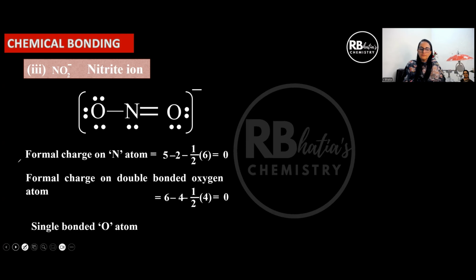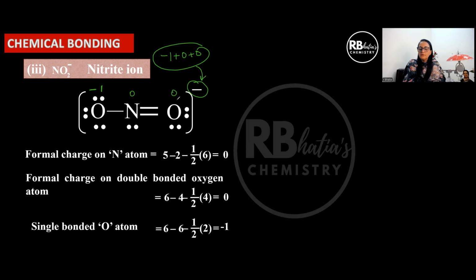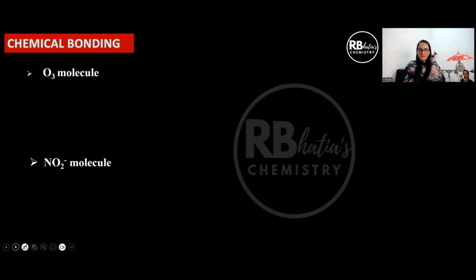No charge on this. Single bonded oxygen atom, 6 minus half of 2. It is minus 1. So what are the formal charges? The formal charges are minus 1, 0, and 0, which means the net charge is minus 1 plus 0 plus 0. The net charge is written here. So this is how we make the Lewis-Dot structures. This is ozone, nitrite ion.